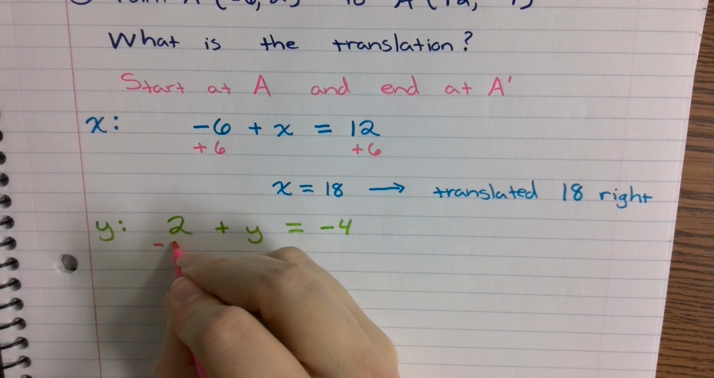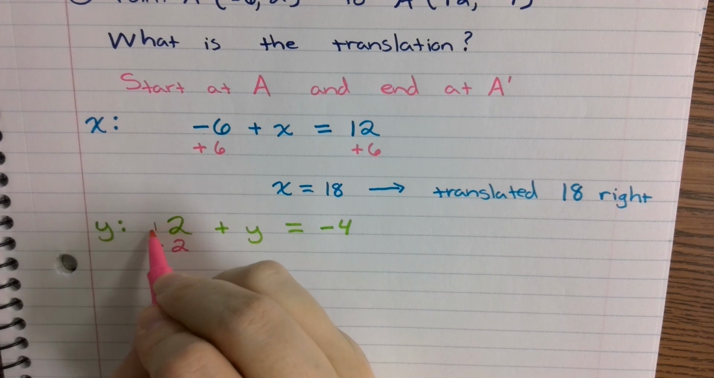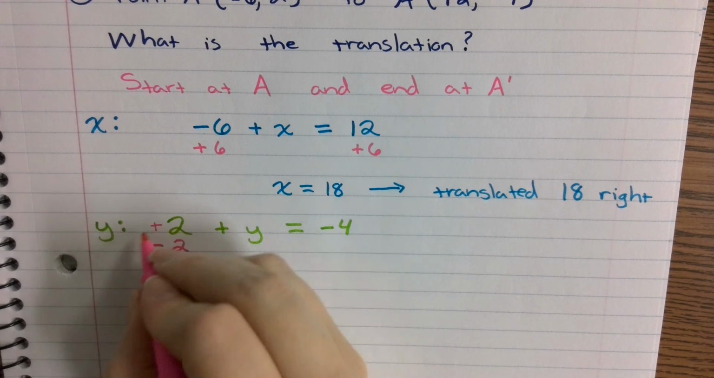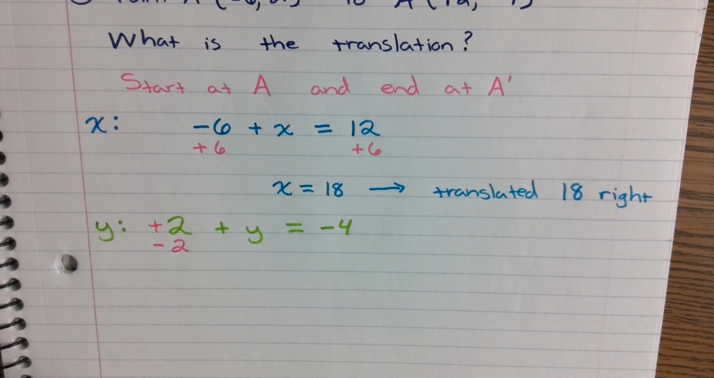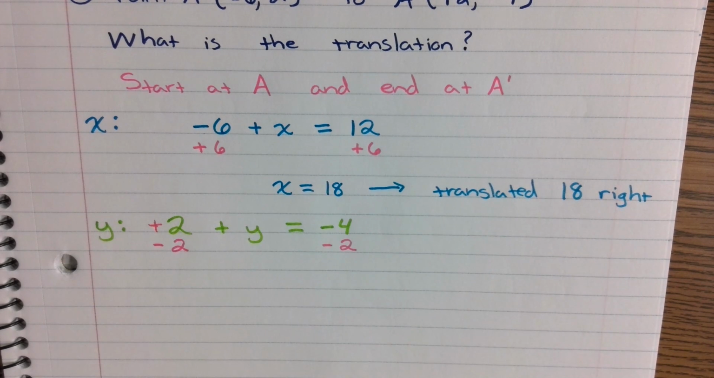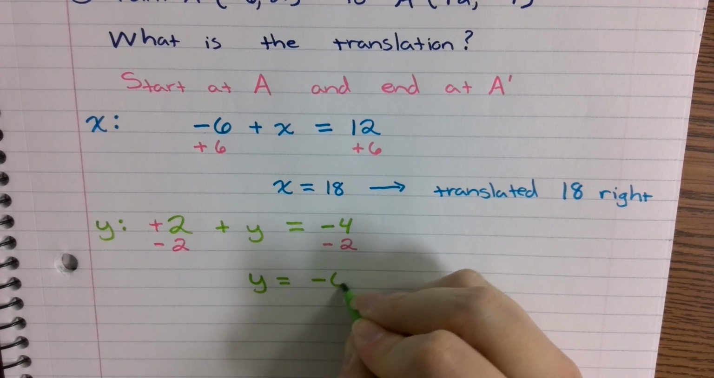Very good. You have to subtract 2 from both sides because 2 technically has an imaginary plus sign right in front of it, doesn't it? It has a little imaginary plus sign in front of it, and that imaginary plus sign is what we're going to do the inverse of. So we're going to subtract 2 from both sides, and that's going to give us y equaling -6.